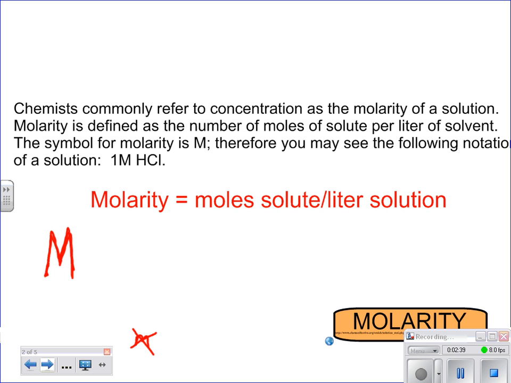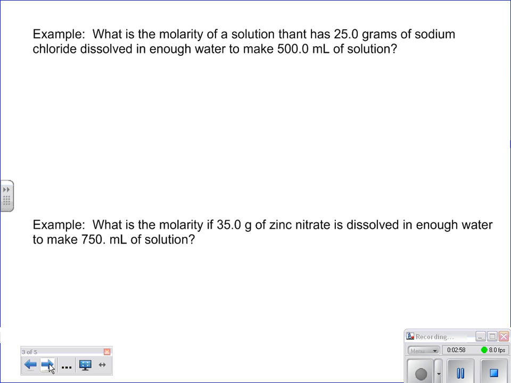So molarity is just equal to moles over liters. And the moles that we're going to be talking about are going to be for the solute. And the liters is going to be for the entire solution. And that's it. So first example. Here it asks, what is the molarity of a solution that has 25 grams of sodium chloride dissolved in enough water to make 500 milliliters of solution?